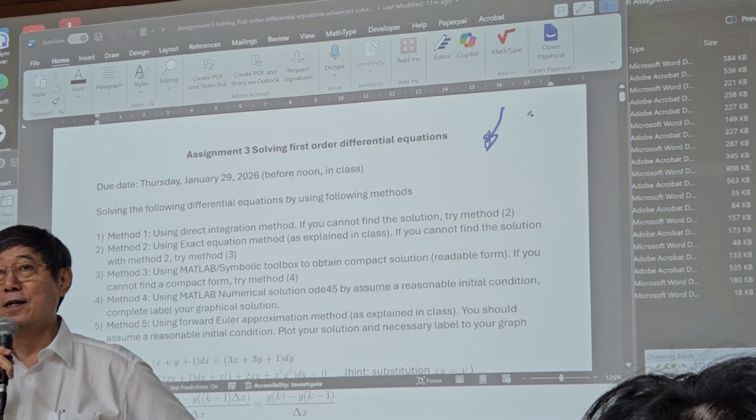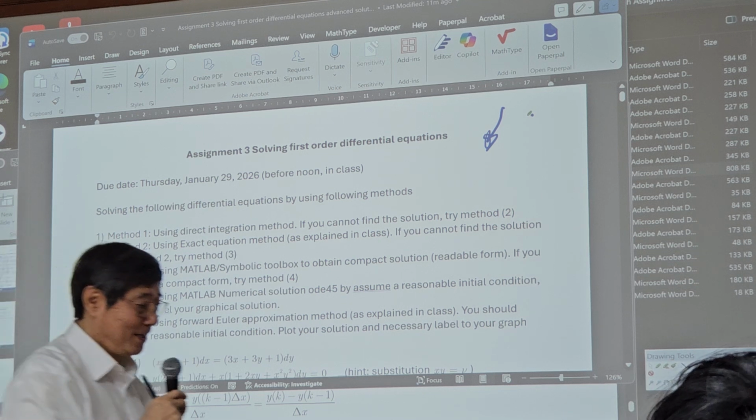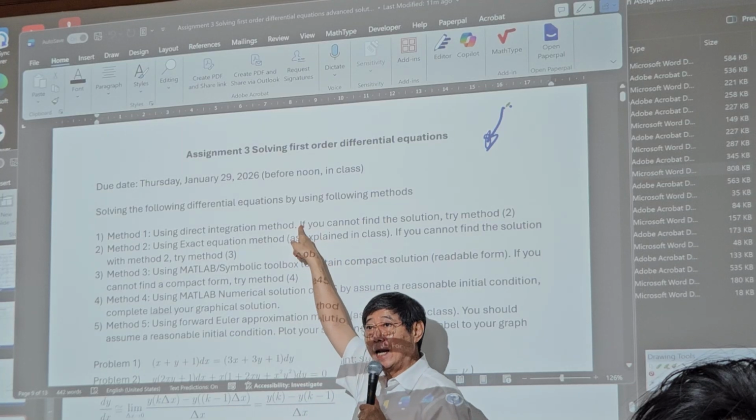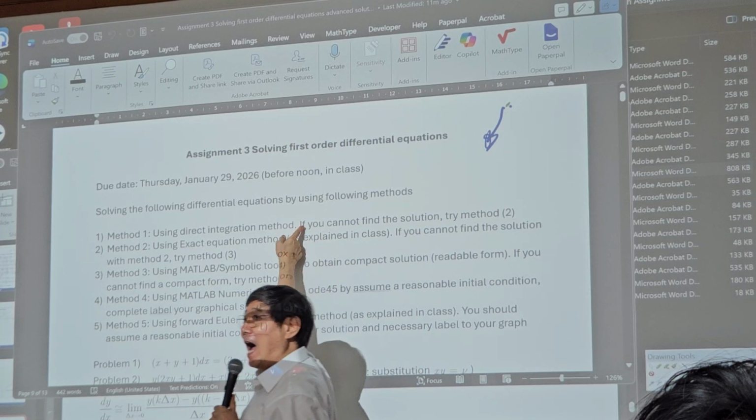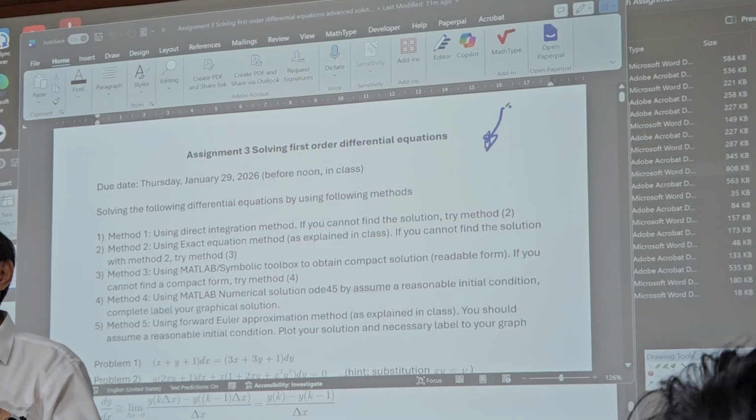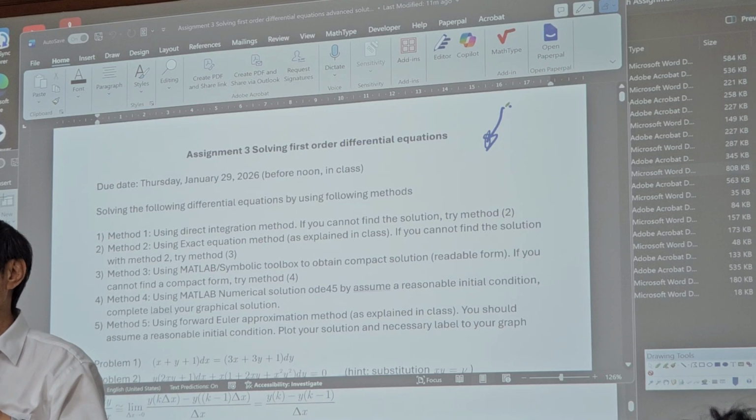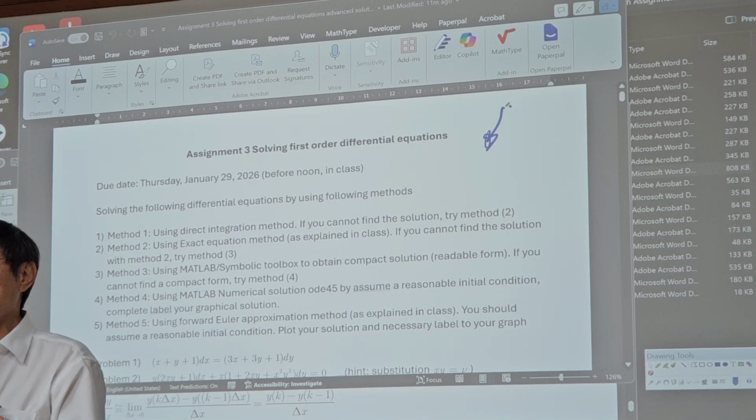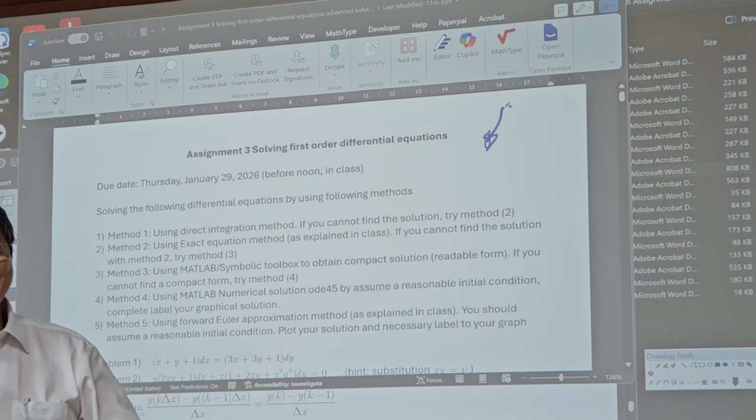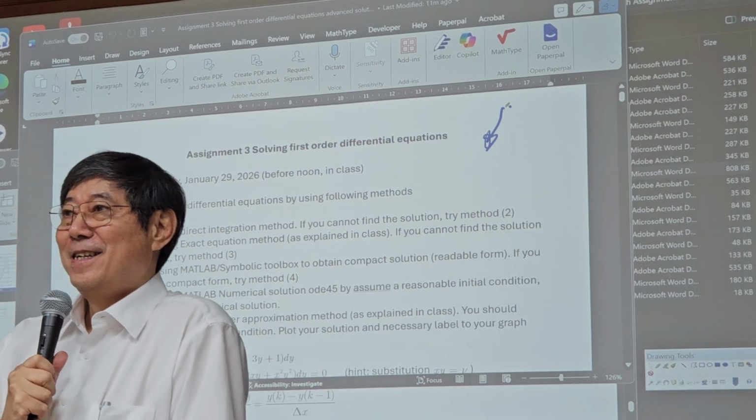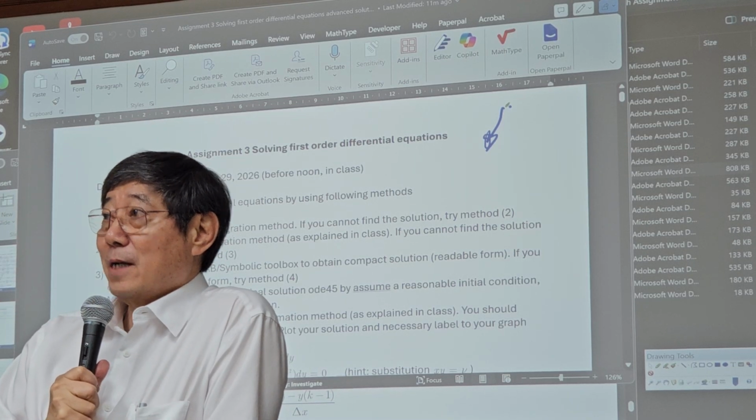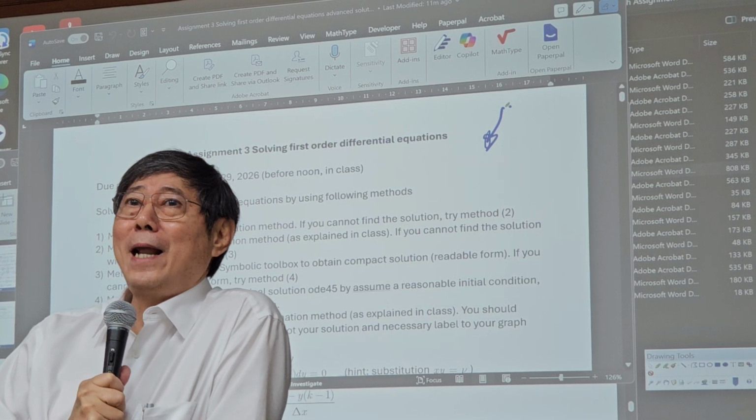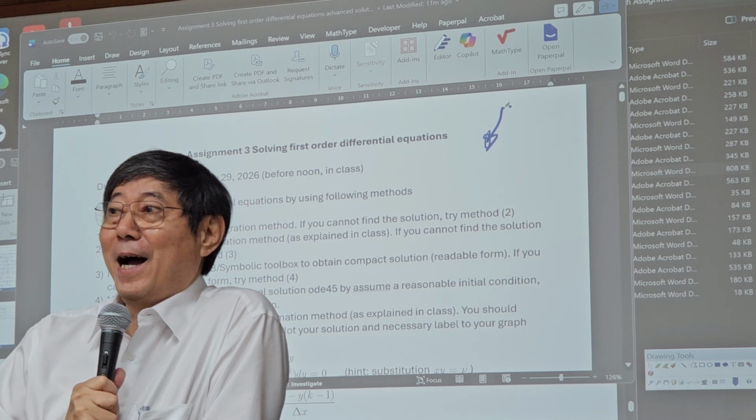If you do this one by direct integration, how do you know that your solution is correct? Huh? Okay, it's your choice, no problem. If you want to trust it, trust it. It's only 2 marks.